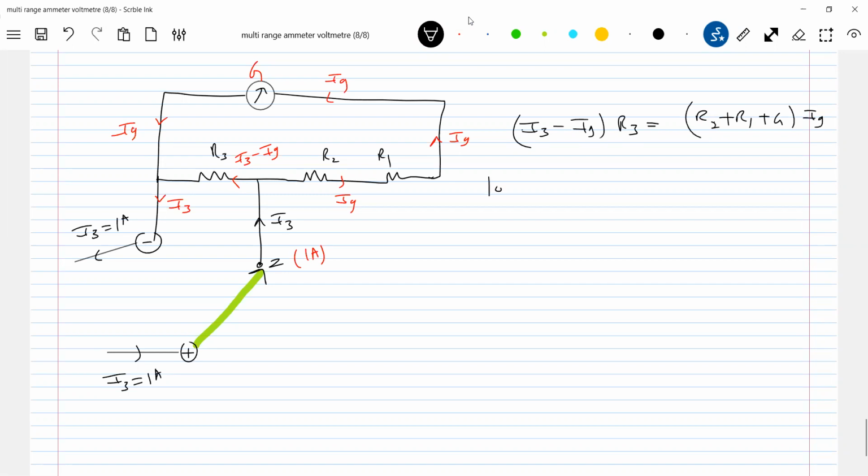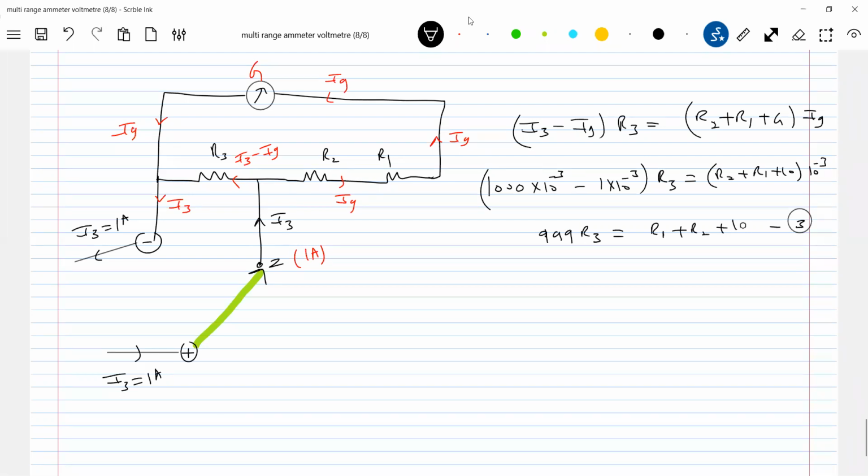I3 is 1 ampere, so 1000 milliampere, minus 1 milliampere. So this will be 999. R3 is equal to R1 plus R2 plus 10. So solving 1, 2, 3, we'll get the required answer. Three unknowns are there, then that particular thing.